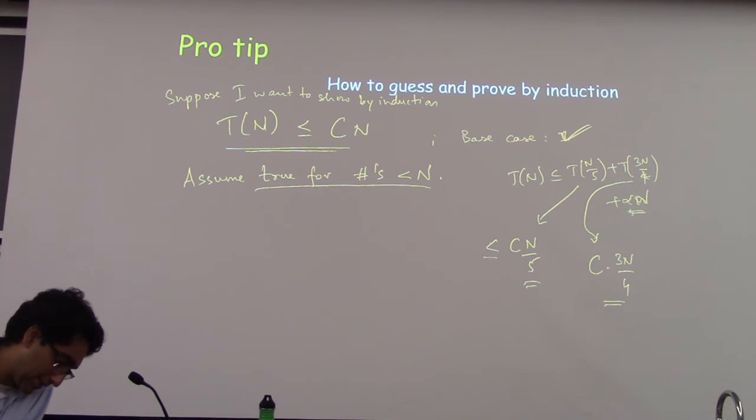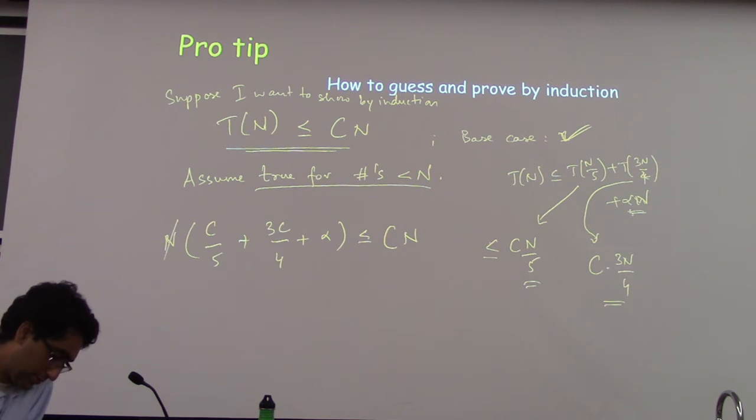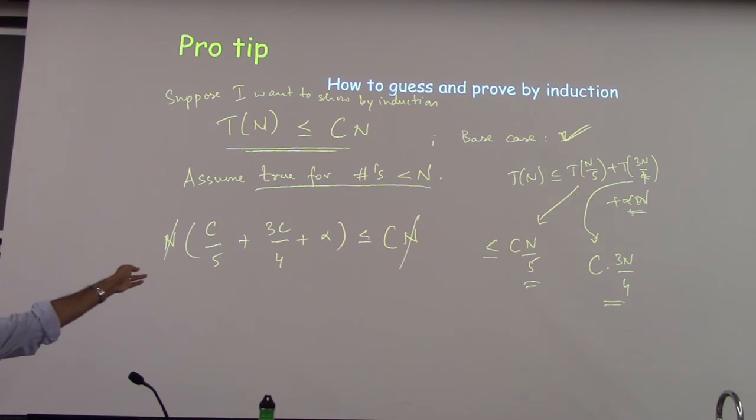So let's solve for this. What that means is C by 5 plus 3C by 4 plus alpha, times n, should be smaller than or equal to Cn. So good. So now we have something easy, right? Now we have to make sure this holds.